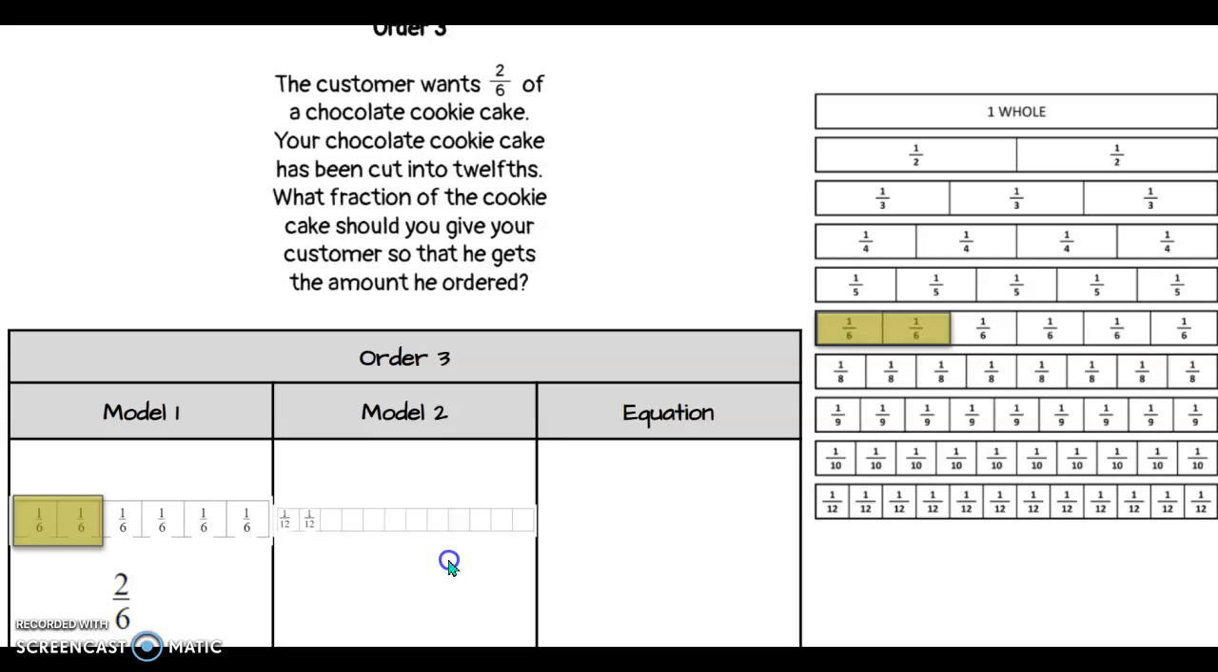1/12, 1/12, 1/12, 1/12, 1/12, 1/12, 1/12, 1/12, 1/12, 1/12, 1/12, 1/12.